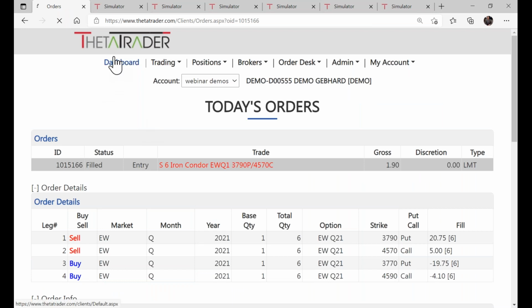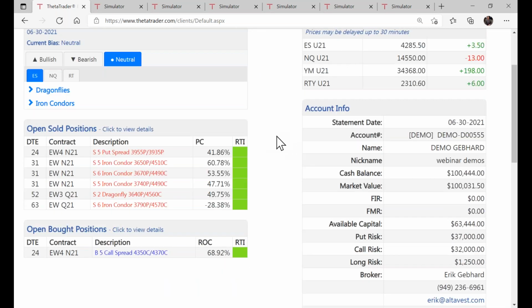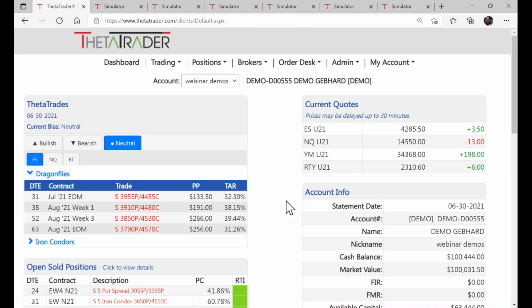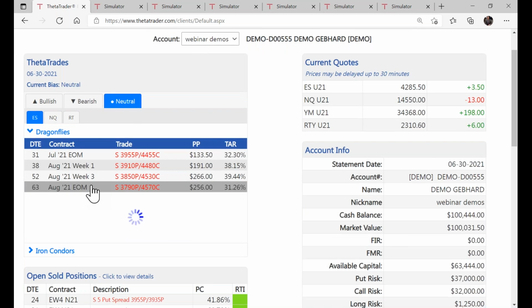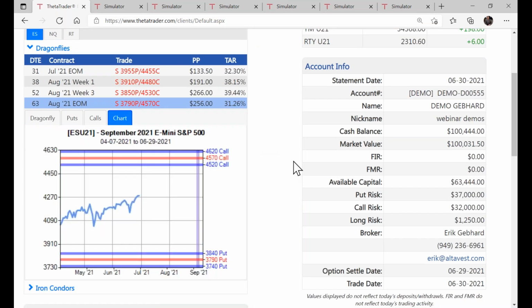Now, let me show you the Dragonfly, and then I'm going to show you a really great feature, a backwards testing mechanism. We have a trade simulator for this. We can go backwards in time. Before I do that, I want to point out the Dragonfly. We're going to look at the end of month Dragonfly for August. And here's what that looks like on the graph. You'll notice the calls that you buy and the puts that you buy are 50 points closer to the money compared to the ones that you're selling.